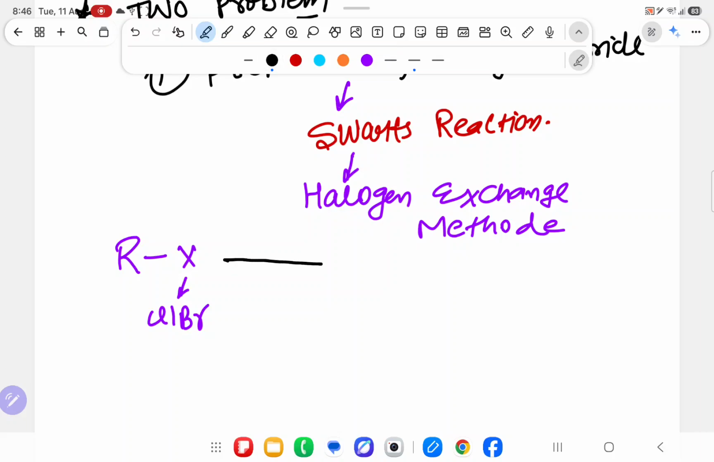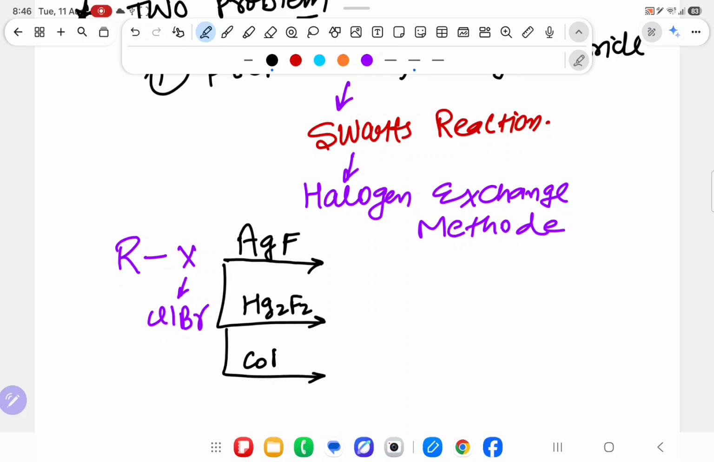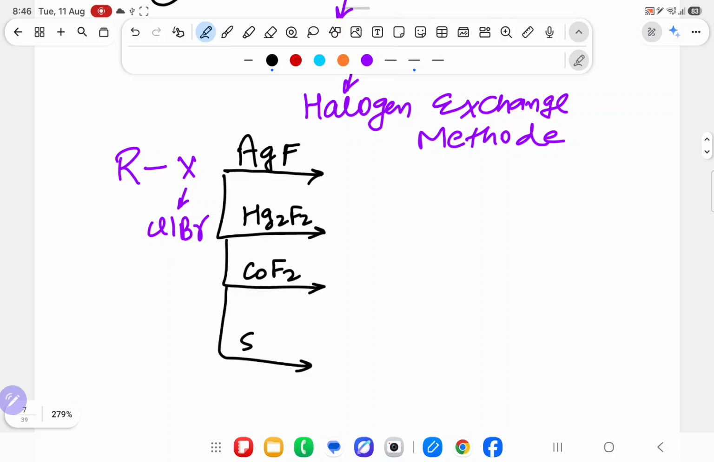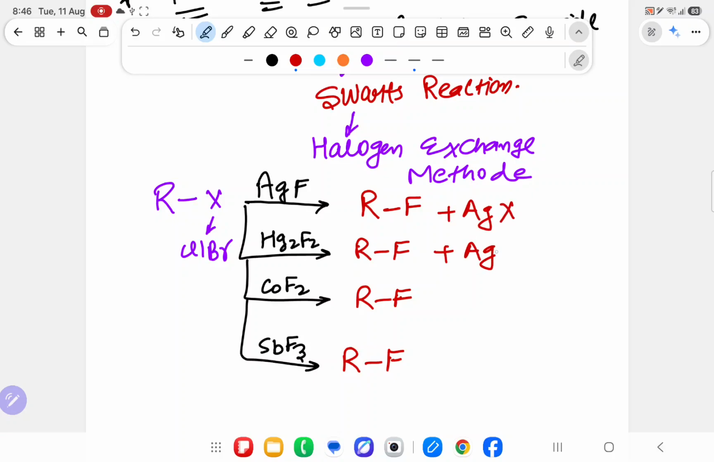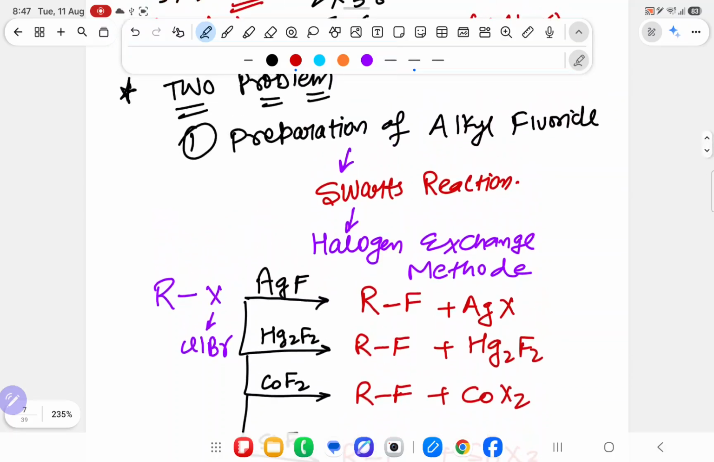What will you do? You will react this with either AgF, or Hg2F2, or CoF2, or SbF3. After reacting, what will you get? RF, here also RF, here also RF, here also RF. Over here you will get AgX, over here you will get Hg2X2 because Hg2F2 is there. Over here also you will get CoX2. Over here you will get SbX3. So fluorine is not directly prepared.